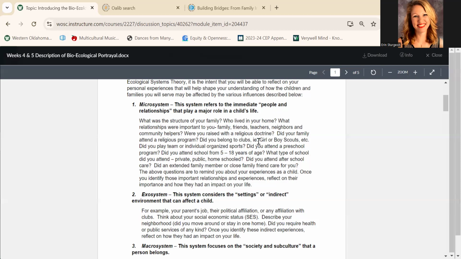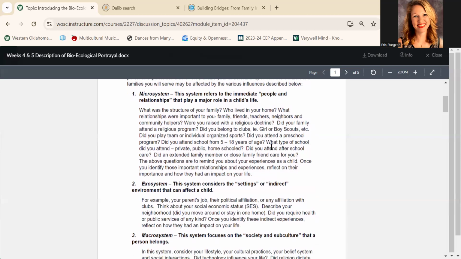Obviously, it says, did you belong to clubs? For example, Girl or Boy Scouts. Okay, so maybe not Girl or Boy Scouts, but did you belong to any other clubs? Maybe you belonged to 4-H, or maybe you belonged to a church youth group or something like that. Those are clubs, or any other clubs within your school, maybe. So these aren't necessarily specific, but they're to get your brain flowing and think about things.